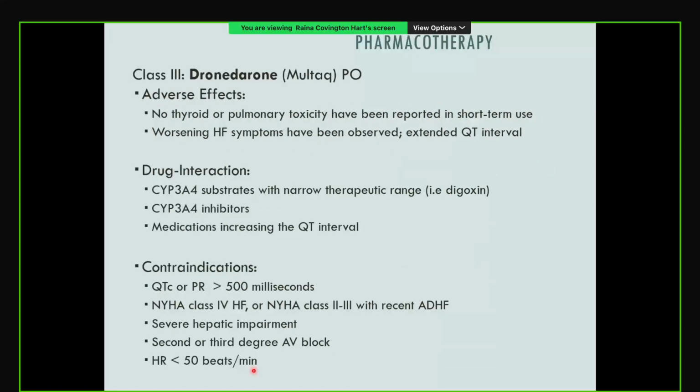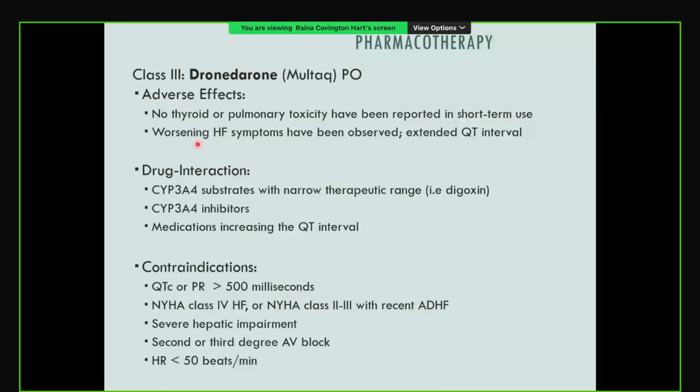So looking at your adverse effects, you see, I told you it looks a lot better. Not as effective, there's a trade-off, right? But it looks a lot better. You don't see that thyroid or pulmonary toxicity. Now what you can see here is those heart failure symptoms being worsened.